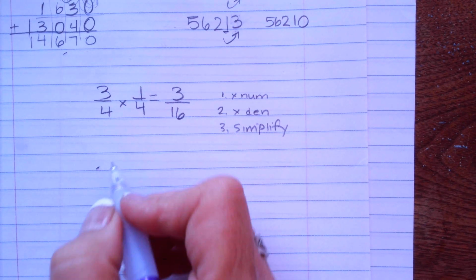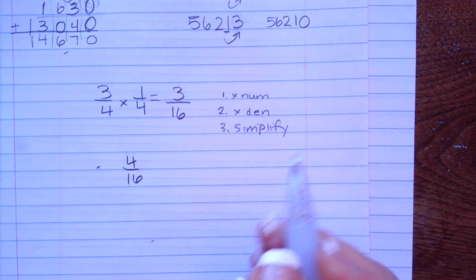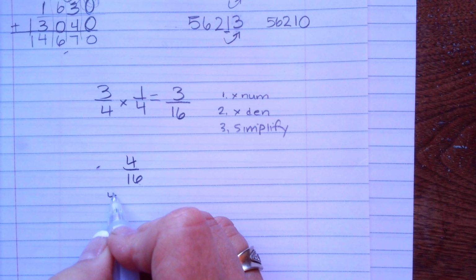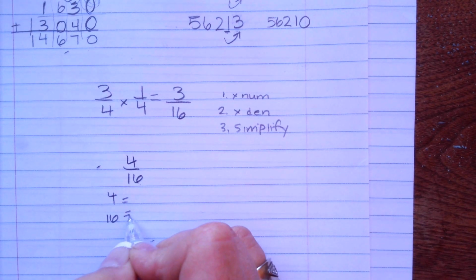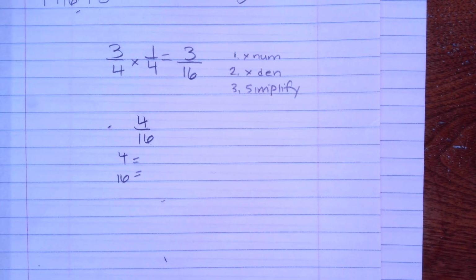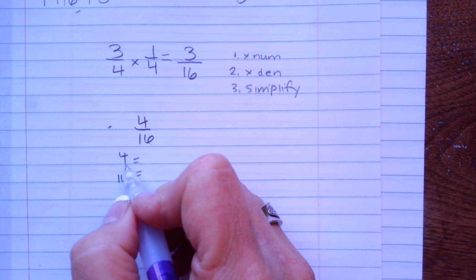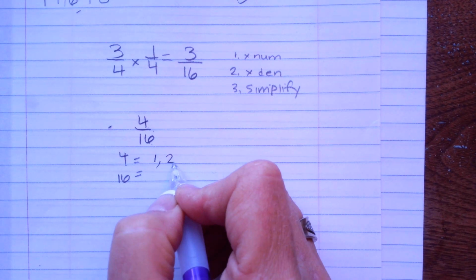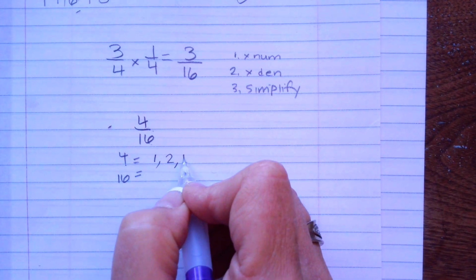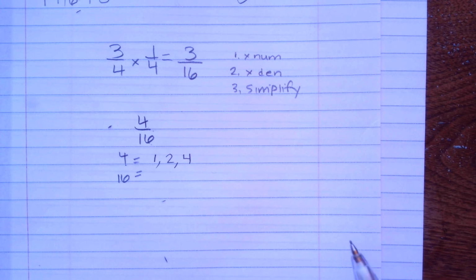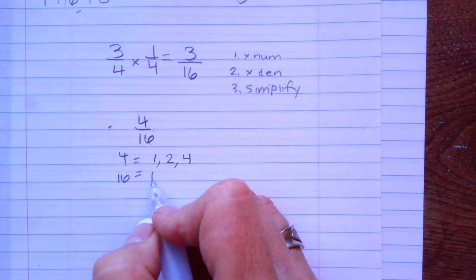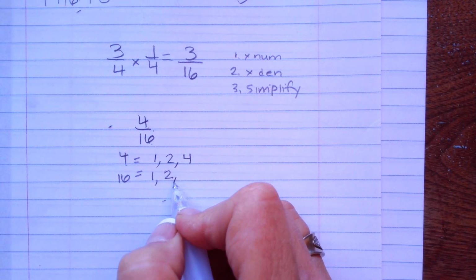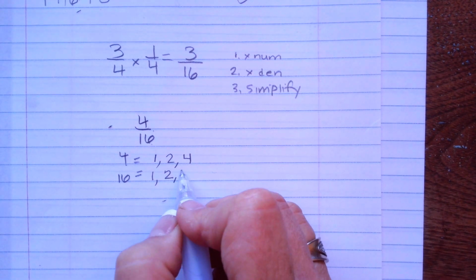But say it was 4/16 that you got as your answer. What number do 4 and 16 have in common? So you can list the factors. The factors are what divides into it. So what divides into 4? 1. Does 2 divide into it? Yes. Does 3 divide into it? No. Does 4 divide into it? Yes. How about 16? Does 1 divide into it? Yes. Does 2 divide into it? Yes. Does 3? No. Does 4?